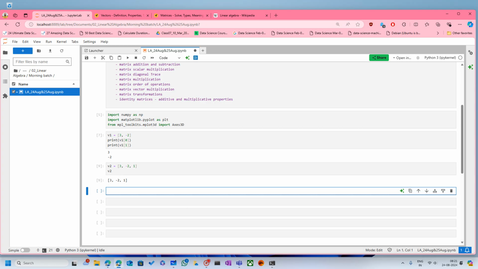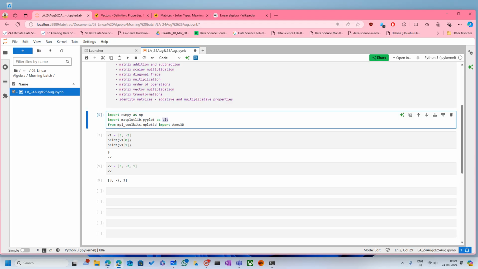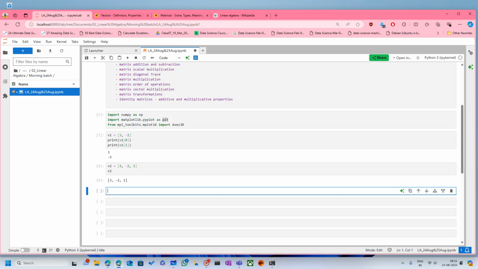Now I have this v1 and v2. How do I plot it? We have already imported that plotting library. To plot, we will use plt.plot. You have to plot by passing a vector.